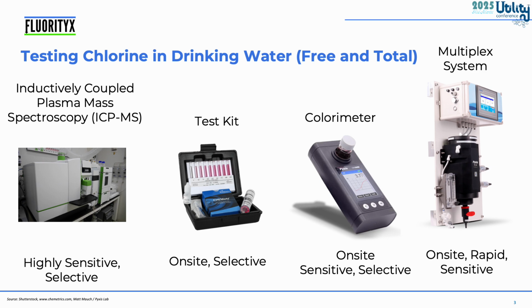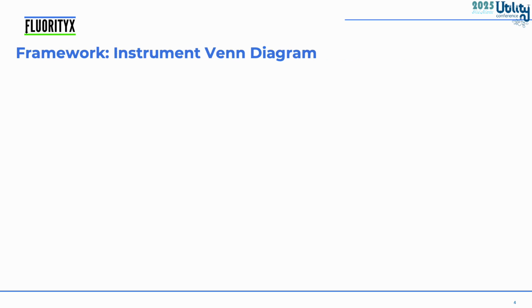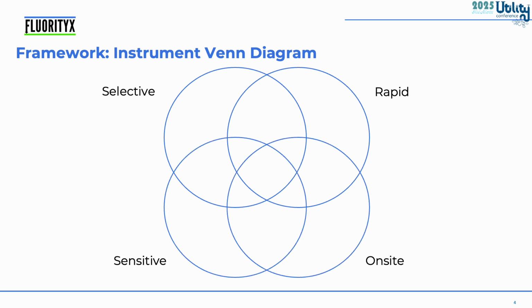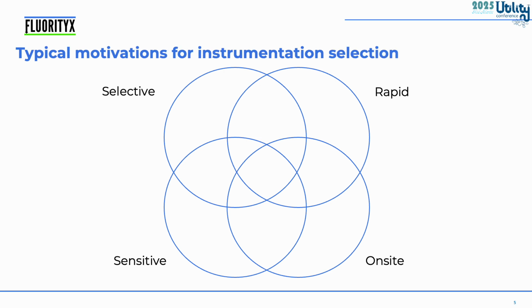So looking at these characteristics and having those in mind, I developed a framework using a Venn diagram. Each circle represents the characteristics I realized. You have a set of instruments that are selective, a set of instruments that are rapid, a set of instruments that are sensitive, and then those instruments that you can perform on-site measurements with.